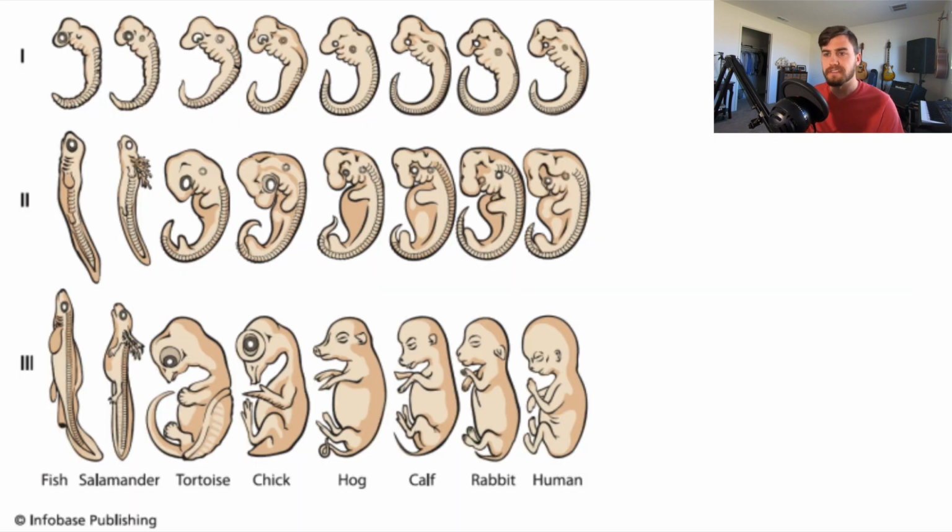These illustrations are pretty simplified, but if you look at the very top, that's really early on in development, and you can see that all these animals look very, very similar. If we go down to the middle, which would be maybe a few days to a few weeks, depending on the animal, we can see that all these animals still have a tail sticking out, right?